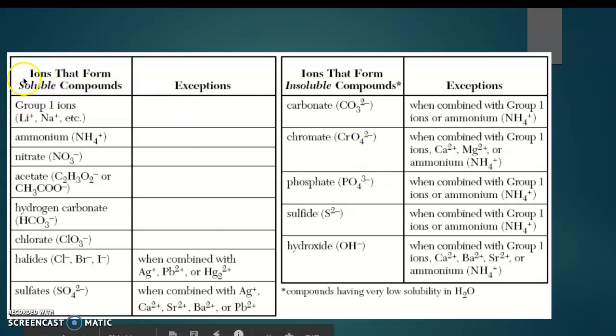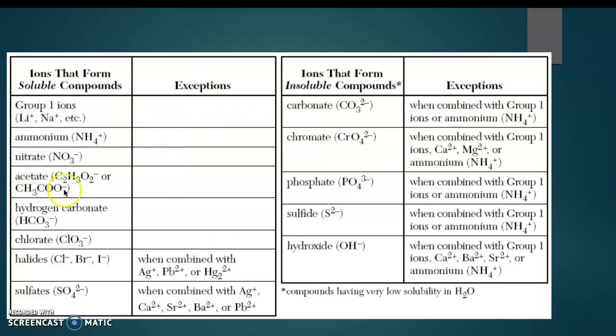Okay, so we have ions that form soluble compounds. All group 1 ions, lithium, sodium, etc. If you have your reference table out, I would take this time to write in all the group 1 ions, or just make sure that you highlight that as group 1 ions that are soluble. We have ammonium, NH4, which is a polyatomic, nitrate, also a polyatomic, acetate, a polyatomic, hydrogen carbonate, a polyatomic, chlorate, a polyatomic. So all of these are soluble with no exceptions.